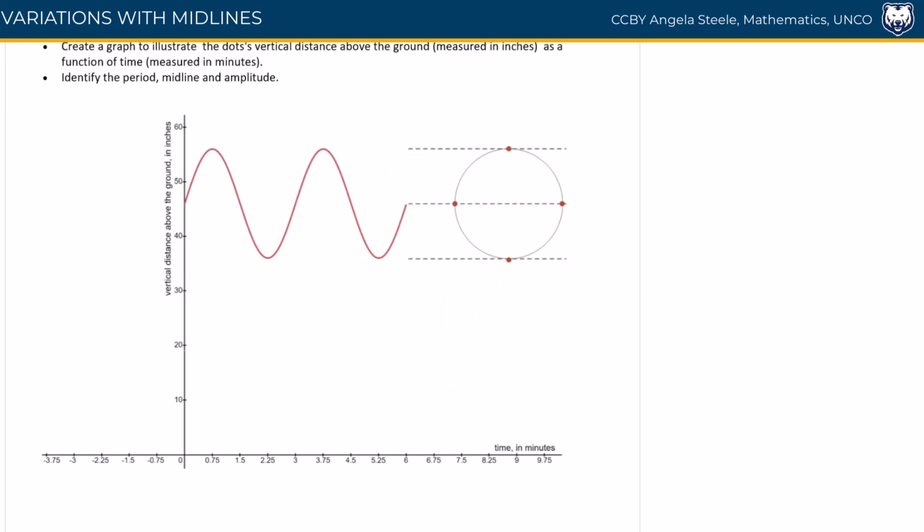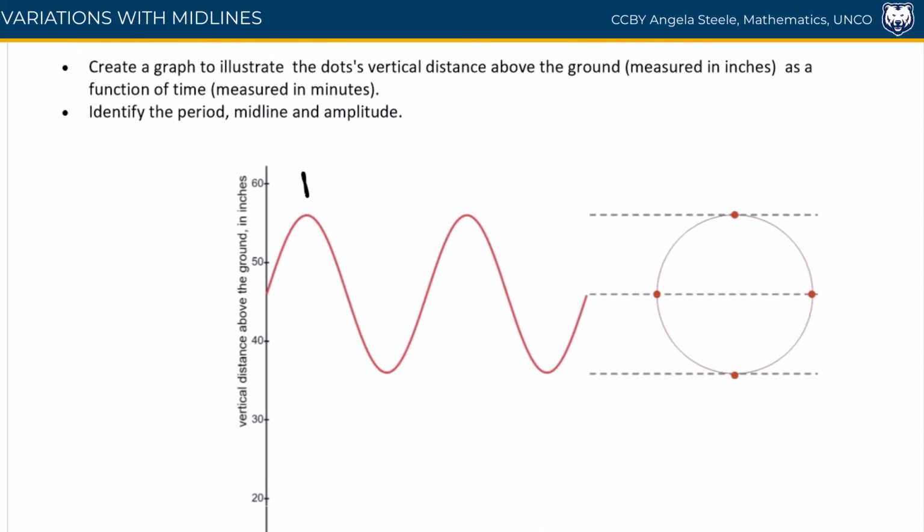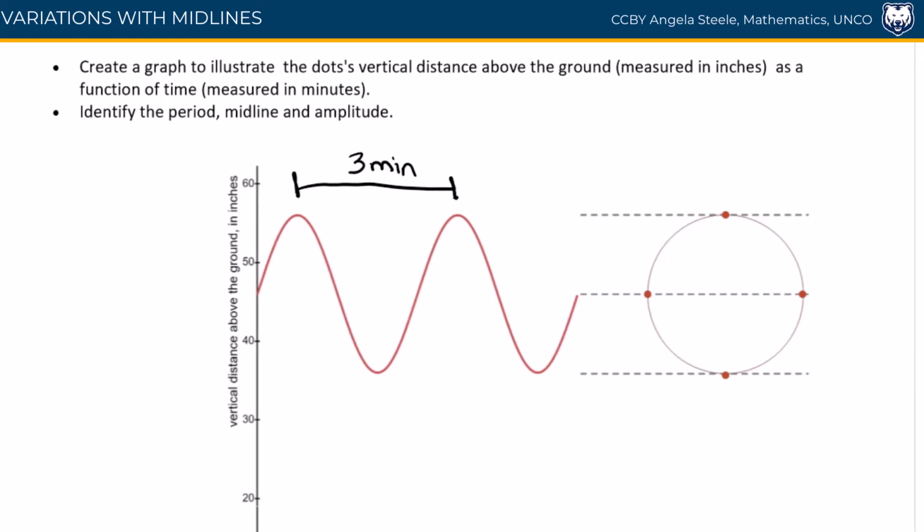All right, so the period is how long it takes to go from peak to peak. So in this case, it is still going to be that 3 minutes. So 0.75 to 3.75, those are your two peaks for a total of 3 minutes. Our midline is going to be that middle, right? So that's right here. And that midline is going to be 46. So think about it as we're oscillating above and below that 46 inches.